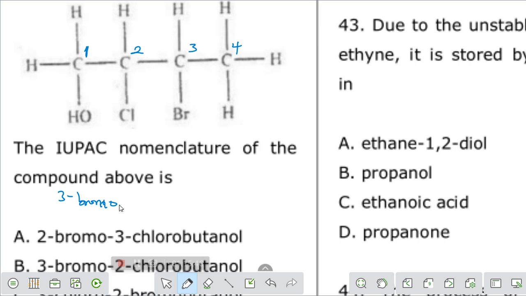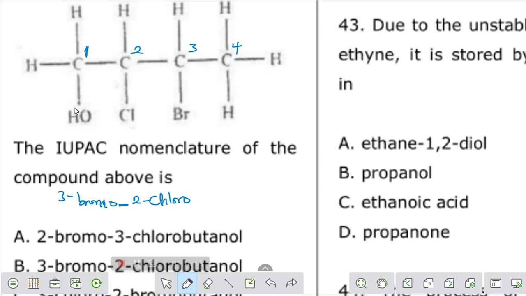hyphen. No, you don't put a comma, hyphen. So now it will be 2-chloro. I think you should understand why I don't start from this side. The reason why I don't start from this side is because this side is not close to the substituents, right? So that's why I don't start here. And also this is the functional group. And this functional group should have priority over the substituents, right? So that's why I start from this place.